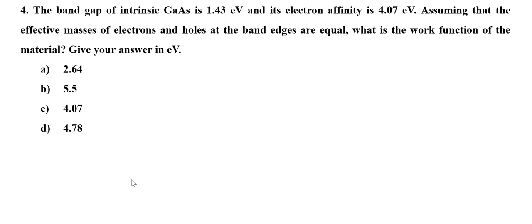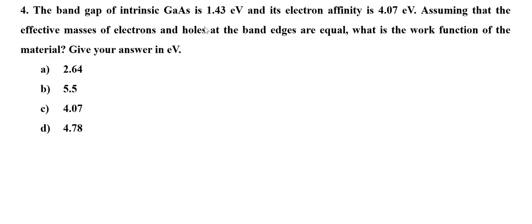So next is the band gap of an intrinsic gallium arsenide semiconductor is 1.43 electron volt. Its electron affinity or chi value is 4.07 electron volt. Assuming that the effective mass of electrons and holes are the same, what is the work function of the material?